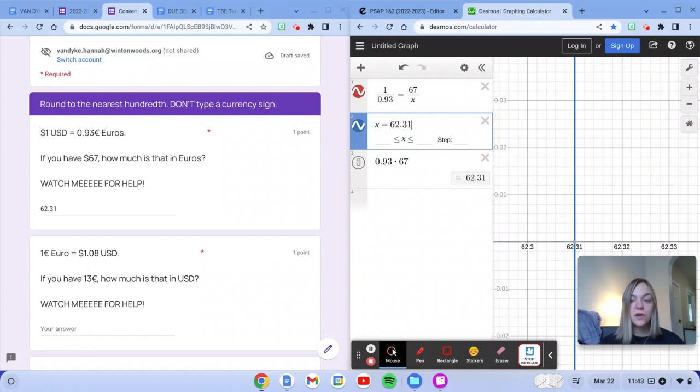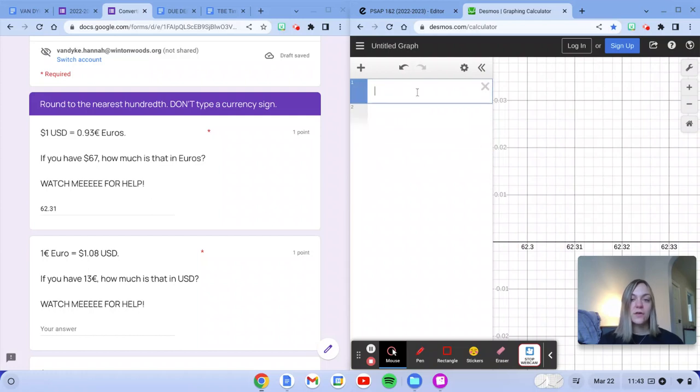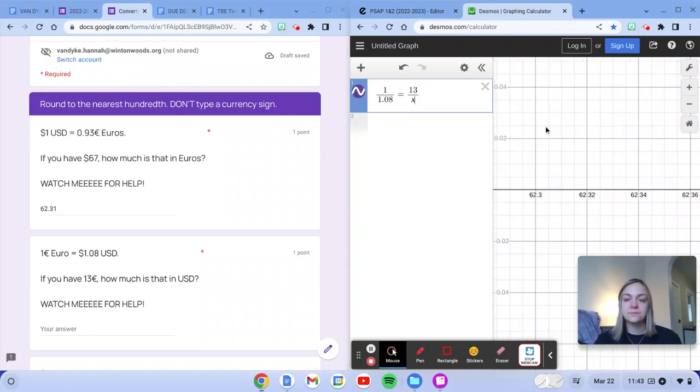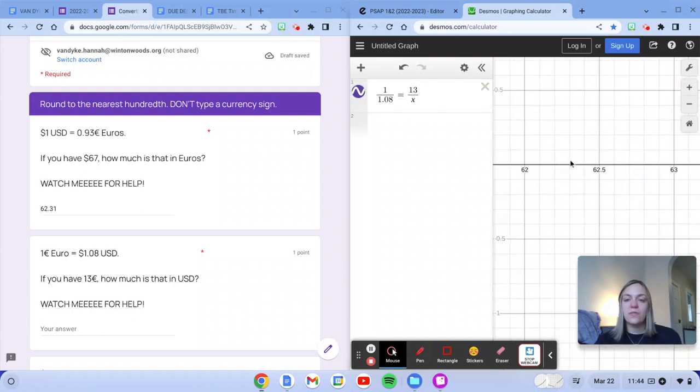For the next one down here, it's giving you the opposite. It says 1 euro equals $1.08 in the US. If you have 13 euros, how much is that in US dollars? So I am going to set up my proportion again. So 1 euro is equal to 1.08 US dollars, or $1.08. If you have 13 euros, so I'm going to put that in the top because I have euros in the top here, 13 divided by X, to try to figure out what that number is.